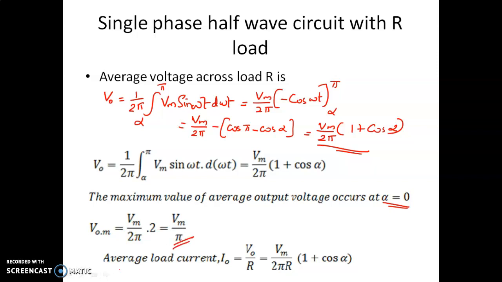And the average value of the load current can be found as the average value of the output voltage divided by the resistance, because in the load there is only one resistance. So that is equal to V0 divided by R, which is Vm by 2 pi R into 1 plus cos alpha.